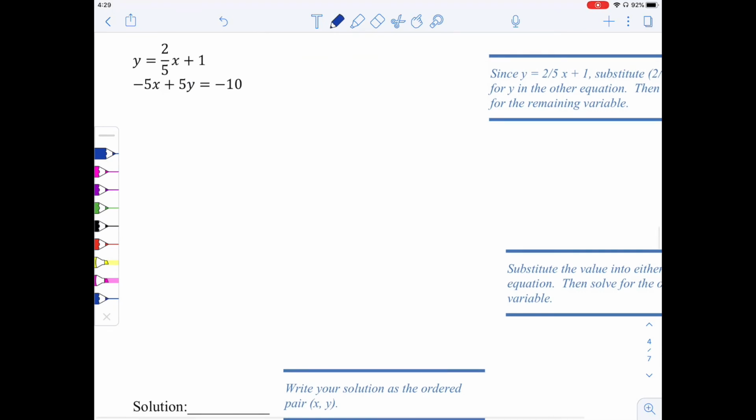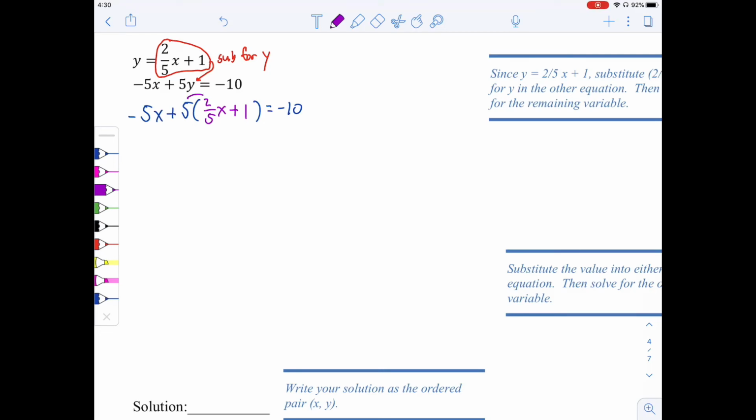Okay, next one. Same thing. Now they give you y is equal to 2 over 5x plus 1. Right, so we're going to take that and substitute it in for y. Right, so substitute for y. And remember your parentheses, right? So we're going to rewrite this. So negative 5x plus 5. And then we're going to put our fraction in there. Right, it's going to be 2/5 x plus 1.